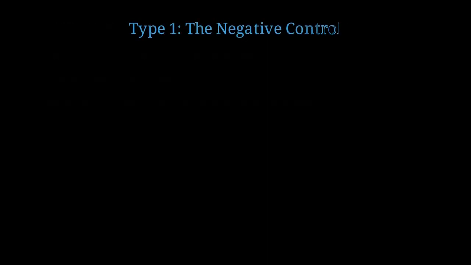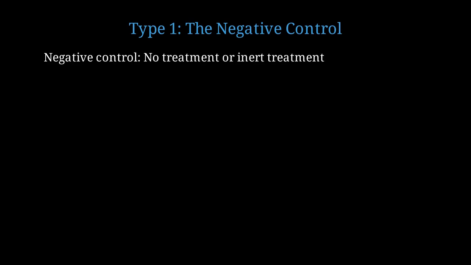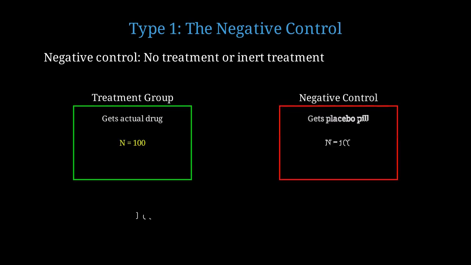Now let's discuss different types of controls. The first and most common is the negative control, also called a blank control. A negative control receives no treatment, or receives an inert treatment that should have no effect. This establishes your baseline. In our headache example, the negative control group would receive a placebo pill that looks identical to the real pill, but contains no active ingredient. Both groups should be otherwise identical.